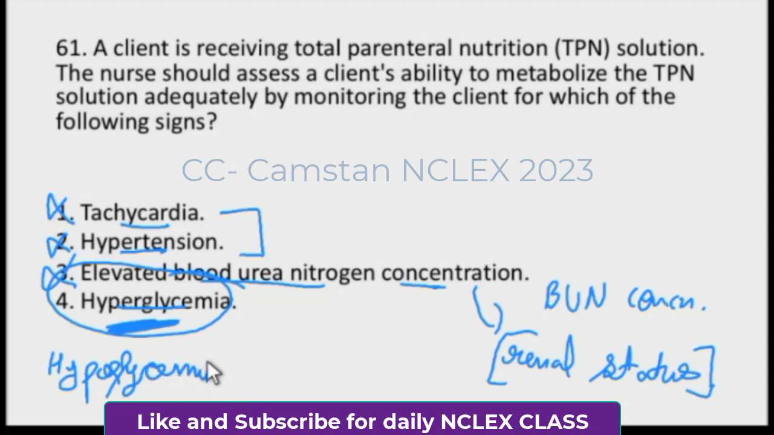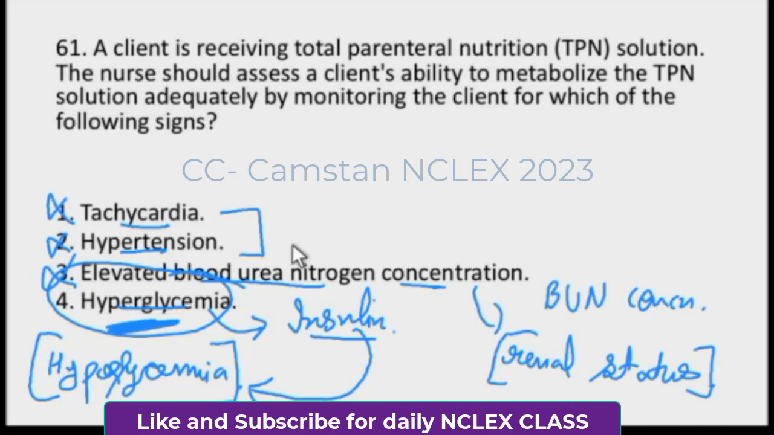Why? Because as hyperglycemia is occurring, for which we are giving insulin, in case we give too much insulin, then the client can present with symptoms of hypoglycemia. So that's why, while giving TPN, the client should be monitored for both hyperglycemia and hypoglycemia. So the correct option out of these four is the fourth one. And in case hypoglycemia was also written, then we would have to select both options.